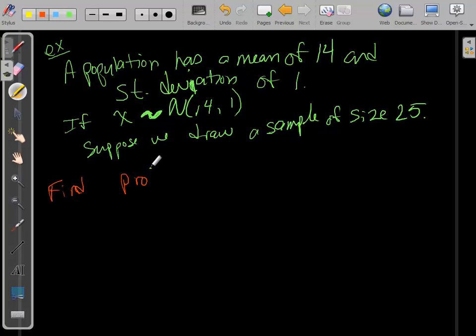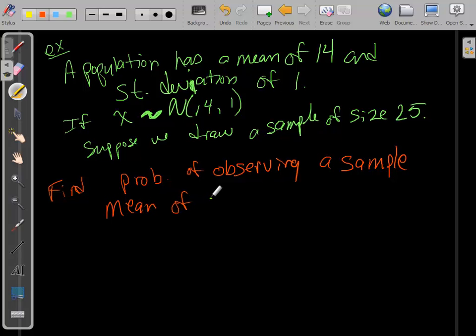the probability of observing a sample mean of 14.4. In other words, if we were to draw a sample of size 25, how likely is it that we would see a sample mean of 14.4 if the population mean is 14? So the way we would figure this out, to translate, what's the probability of x bar being greater than or equal to 14.4?